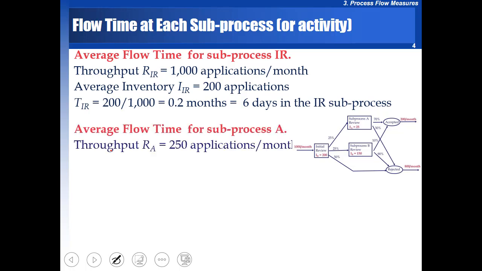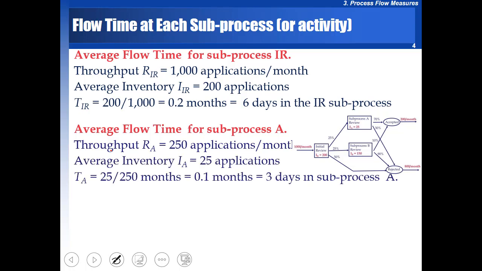For sub-process A, 25% of the total applications go there because it is 1,000. 25% times 1,000 is 250. Throughput of that process, input, output, throughput is 250 per month. Average inventory is 25. We can just write Little's law, and 25 divided by 250 gives us 0.1 month or 3 days. The same is true for the next process.